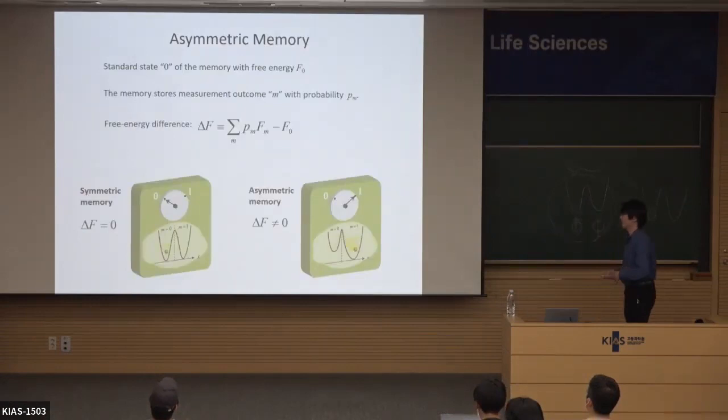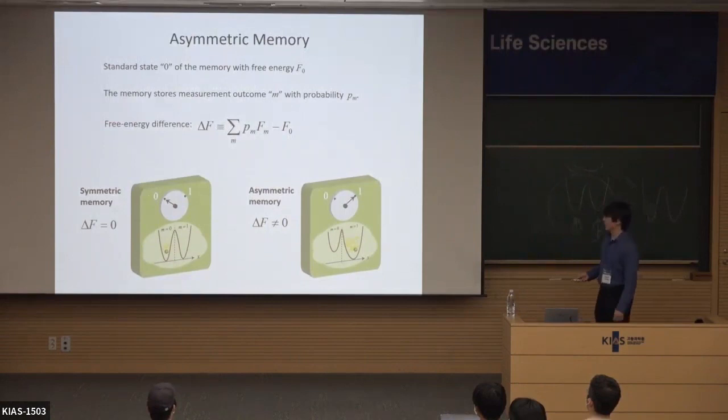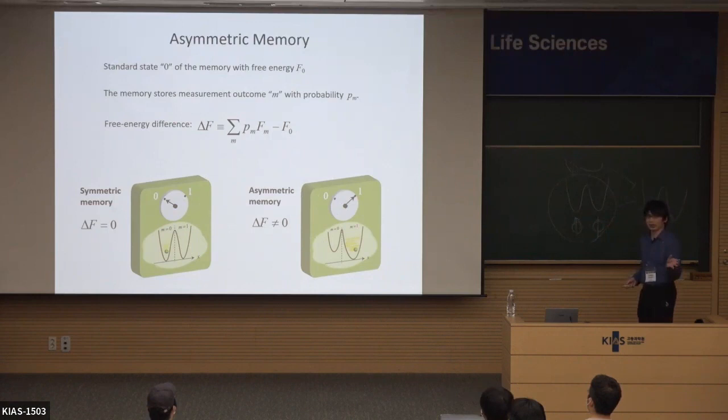Okay, so before going to the main part, we can consider a slightly generalized situation. For example, in the Landauer-Bennett scenario, we considered a symmetric memory like this. So in this case, the potentials are completely symmetric between state 0 and state 1. On the other hand, in general, we can consider an asymmetric memory in which we have different entropies and different energies for state 0 and state 1, like this.